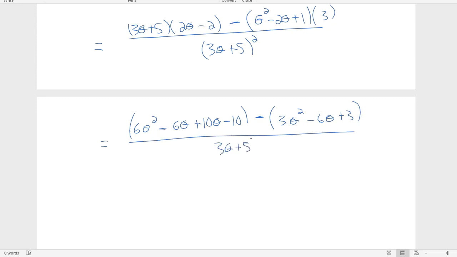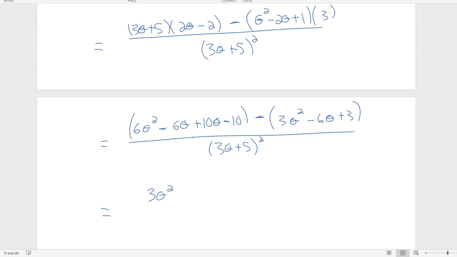Again, I'm not touching the denominator. I'm going to leave it in a factored form. And then if I clean this up, remember technically I need to take the subtraction sign and distribute it to every term. So I'm just going to do that verbally. So I'm going to have a minus 3 theta squared. So I got 6 theta squared minus 3 theta squared is positive 3 theta squared.